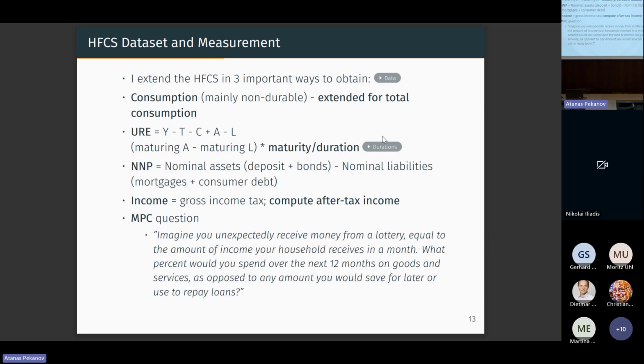With the data I have, I can calculate this unhedged interest rate exposure, which is basically the difference in the refinancing needs that you have in each period. So this non-guaranteed part of your interest rates, which after the interest rate change will also change, your payments will change. I can easily obtain the net nominal assets because I have all kinds of assets and liabilities that households have. Income is only pre-tax income. I compute after-tax income. And then the crucial part is the MPC question.